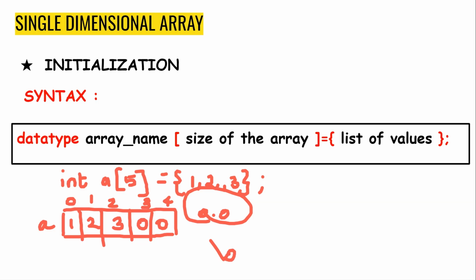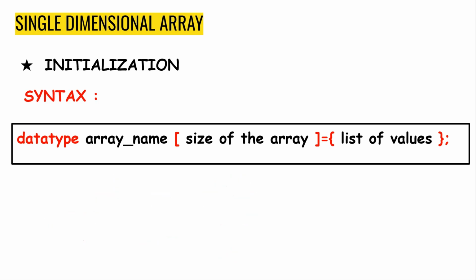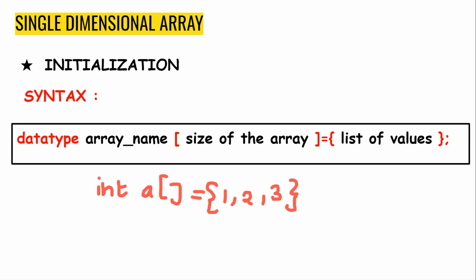So while initialization, the size can be omitted also. In such cases, the compiler automatically allocates enough space for all initialized elements. Say for example, int a of, within curly brackets, you initialize the elements 1, 2, 3. So you can see here now we have not specified the size of the array. So here the compiler will automatically take the size of the array from the list of elements initialized. So here in this case 3. So it will declare an array A to contain 3 elements.